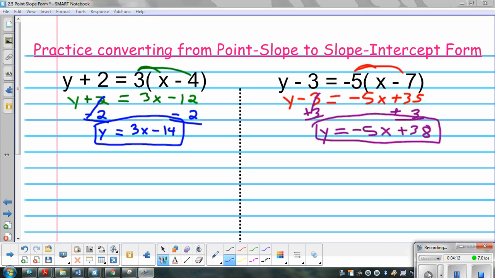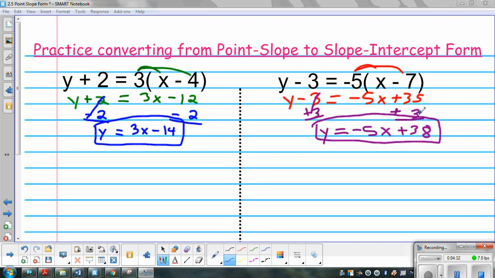How did you do? Did you start out by distributing the negative 5, so you get negative 5x, and then remember a negative 5 times a negative 7, remember that minus 7 is a negative 7, and a negative times a negative is a positive 35. Then we want to undo or get rid of the minus 3, so we do the opposite, which is plus 3.